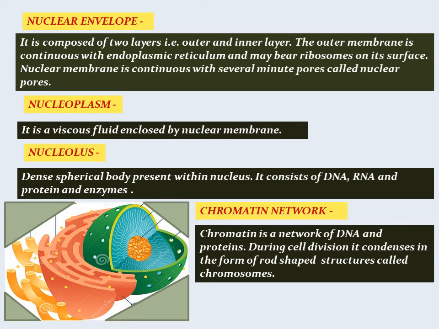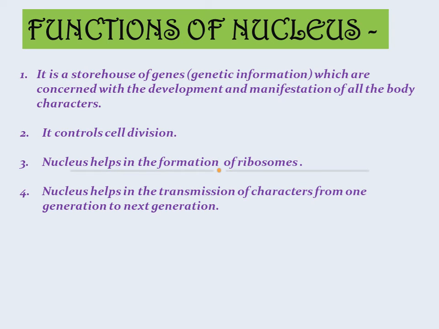Then the chromatin network. As I told you, it is a network of DNA and proteins only, but it is in a mesh-like structure or network form. That is why we are saying it is a network. Otherwise it is actually a chromosome. So when the cell undergoes division, it again condenses in the form of rod-shaped structures, that is chromosomes.